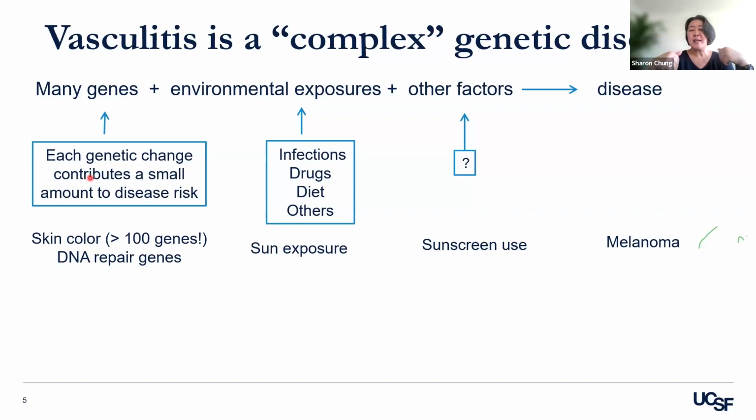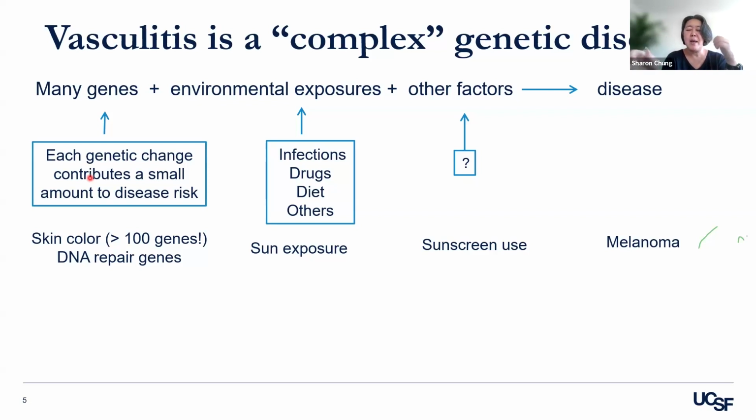So their complexion, their skin color, surprisingly, is actually influenced by over 100 genes. But these are not the only genes that can impact whether or not you develop skin cancer. Other genes such as DNA repair genes also influence this risk. But even if you're light complexioned, you may not develop skin cancer if you don't have any sun exposure. So environmental exposures impact whether or not you develop skin cancer, as well as other factors such as sunscreen use. So this is an example where lots of different genes in combination with environmental exposures and other factors influence your risk of disease.